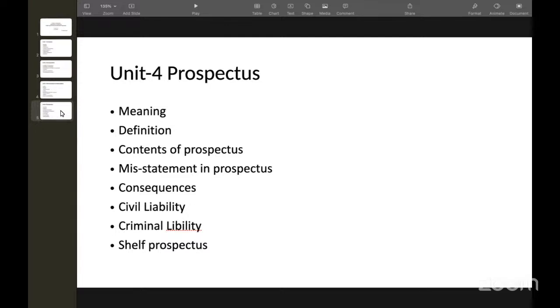Next is contents of a prospectus. The contents of a prospectus are governed by Section 26 of the Companies Act 2013 and must include the following key elements. So there are a total of 8 key elements. First is general information: name and registered office address of the company, date and nature of incorporation, name of stock exchanges where the securities will be listed.